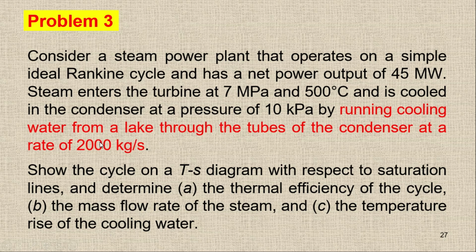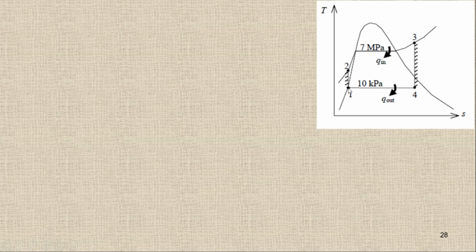It's very easy. Like question number 1 and question number 2, we can easily solve this one because 7 megapascal is given and 500 degrees Celsius is given, and we have the 10 kilopascal. Assuming the ideal Rankine cycle, we know point number 1 is on the saturated liquid line, so we can easily find H1 and v1 at 10 kilopascal. Then we have point number 2. With the help of isentropic work, it is v1 times P2 minus P1. We will find the value at point number 2.